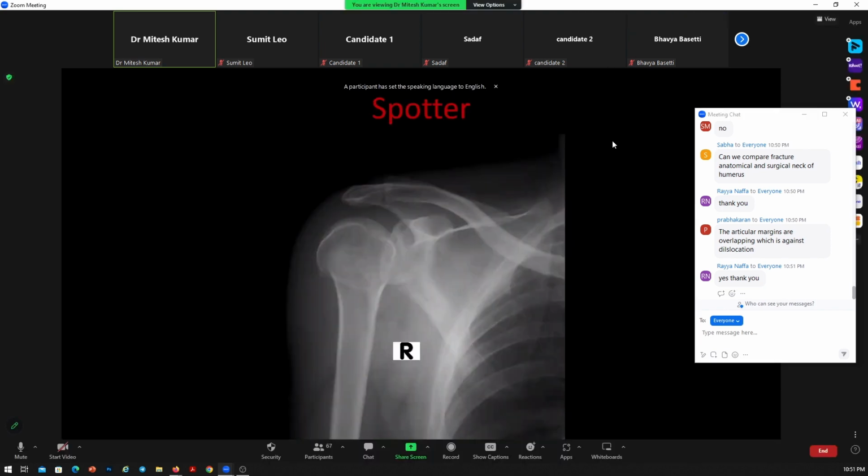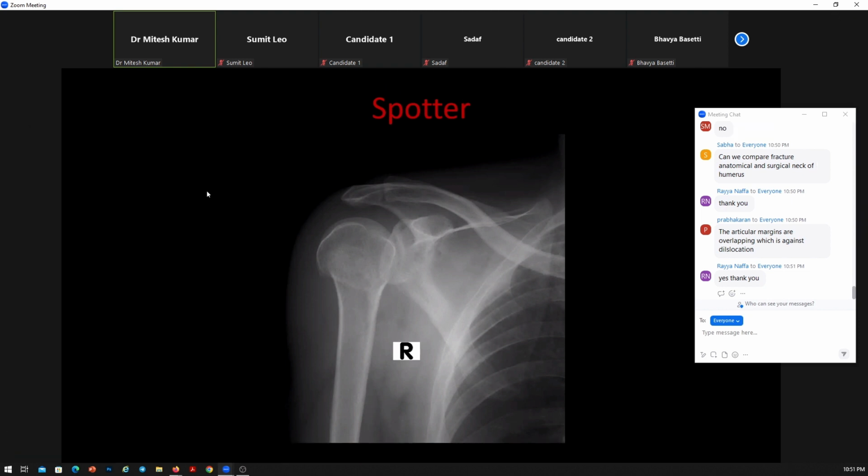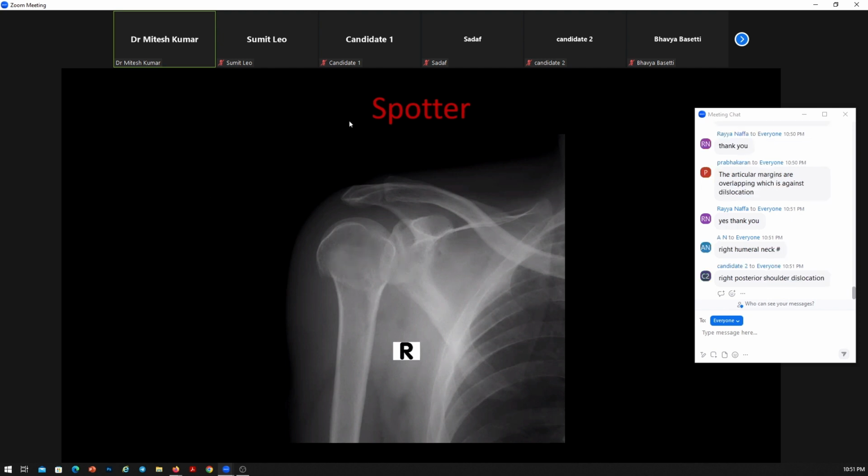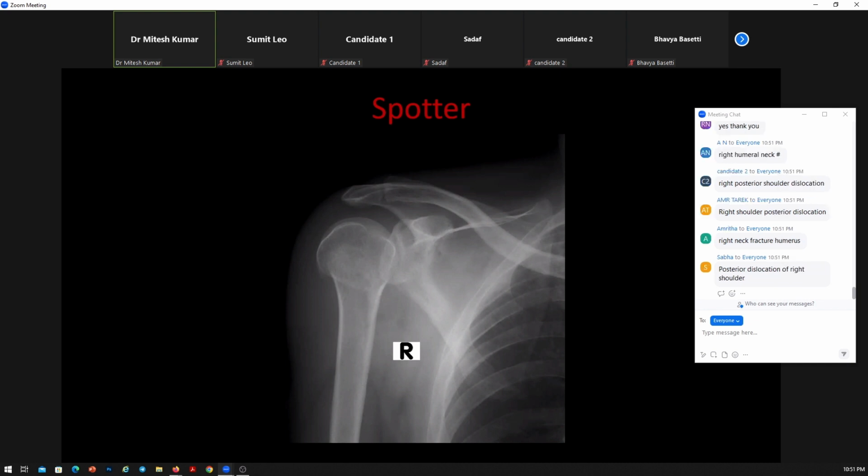Another case. So participants, please type in your answers. What do you think about this particular radiograph? Is it normal or not? If it's not normal, what is the diagnosis? So I hope, Dr. Mitesh, you are able to see the chat. Yes, I'm able to see the chat box.